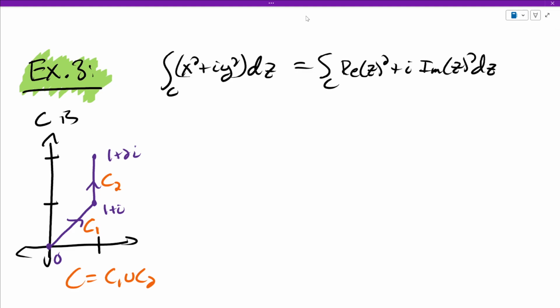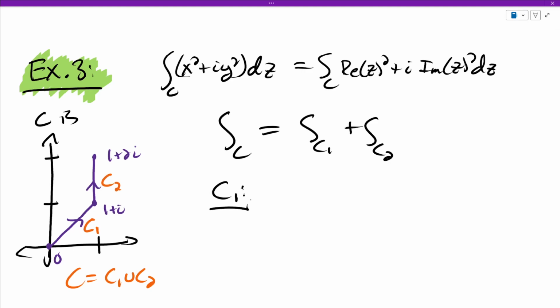So to compute the integral over C, we do something we did in the last section. We integrate over C1 and we add that to integrating over C2. I'm not going to put the arguments there, but we integrate over C1, integrate over C2, add those together. That's the integral over C. All right, so let's start with C1. So we first need to parameterize C1.